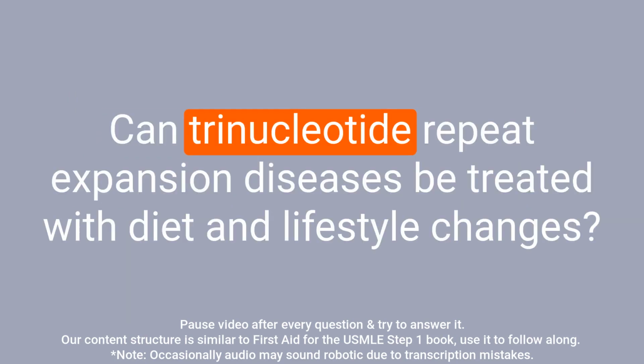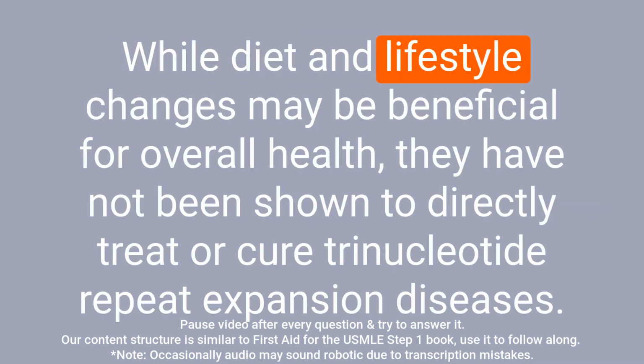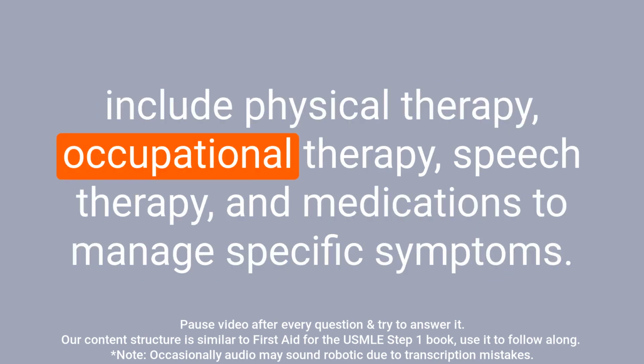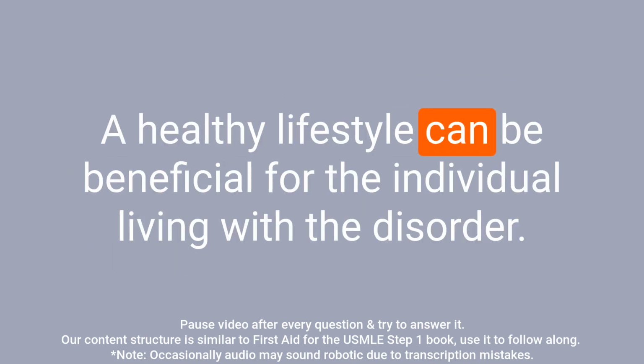Question: Can trinucleotide repeat expansion diseases be treated with diet and lifestyle changes? Answer: While diet and lifestyle changes may be beneficial for overall health, they have not been shown to directly treat or cure trinucleotide repeat expansion diseases. Treatment options focus on managing symptoms and slowing the progression of the disease, which may include physical therapy, occupational therapy, speech therapy, and medications to manage specific symptoms. A healthy lifestyle can be beneficial for the individual living with the disorder.